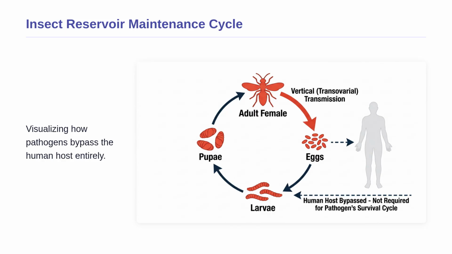Over on the right, you see a faded human figure bypassed by the main cycle. This perfectly illustrates our core concept. The disease survives and loops continuously within the insect population, completely independent of the vertebrate host.